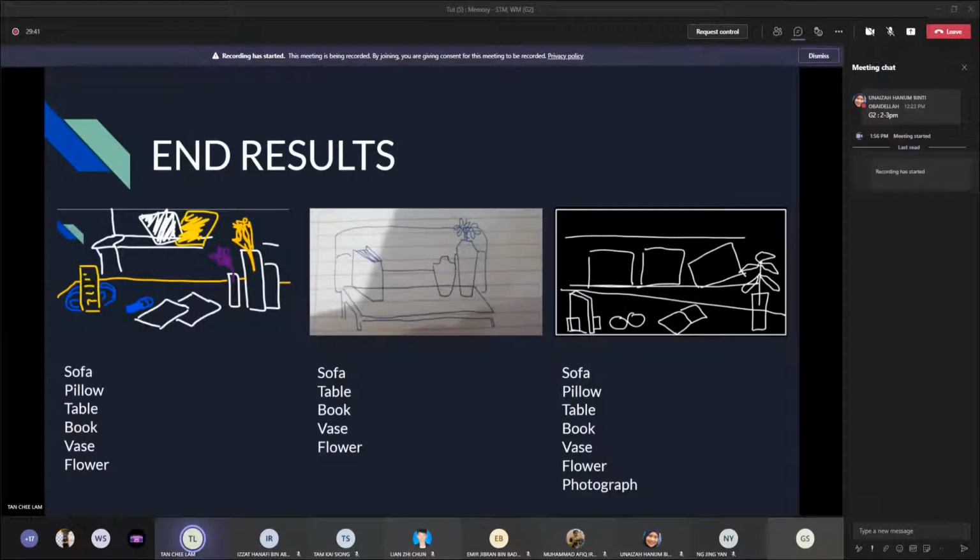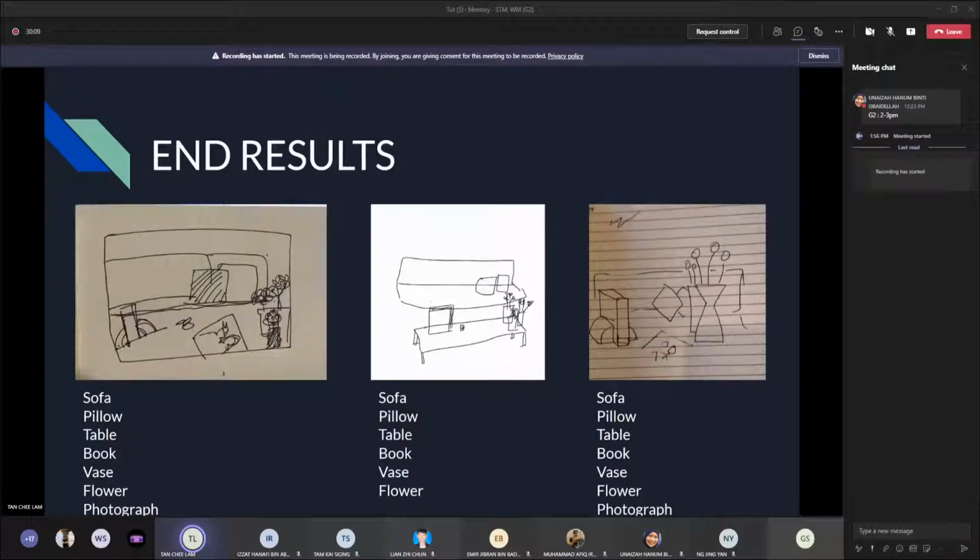Then for the rest, as you can see from all the results that we got, mostly the participants can recognize or remember the objects that are very large or more easily observed, like sofa, pillow, table, books, vase, and flowers. So most of the participants managed to draw these easily observable objects. In this experiment, there were around 6 people who participated.